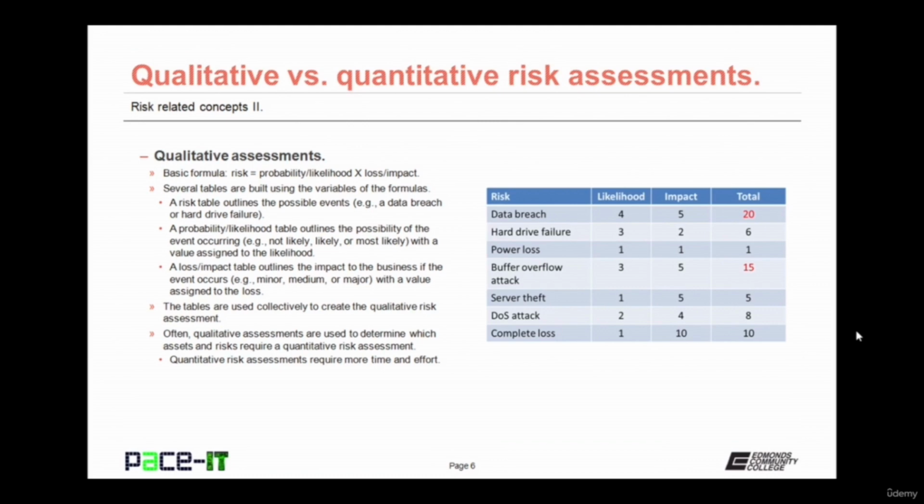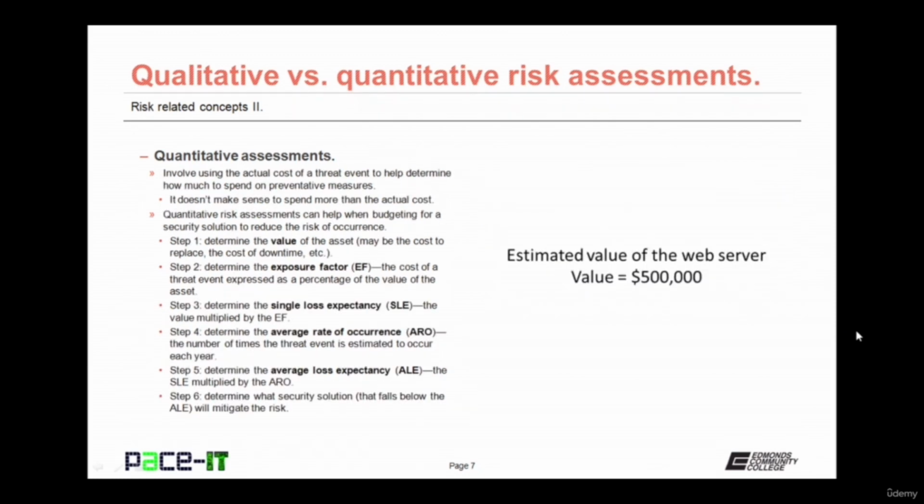When evaluating risks, quite often qualitative assessments are done first, and they're used to determine which assets and risks require a quantitative risk assessment. That's because quantitative risk assessments take more time, effort, and usually money. So let's talk about the quantitative assessment. It involves using the actual cost of a threat event to help determine how much to spend on preventative measures. You know, it doesn't make sense to spend more to prevent a risk from occurring than the risk is actually going to cost the business.